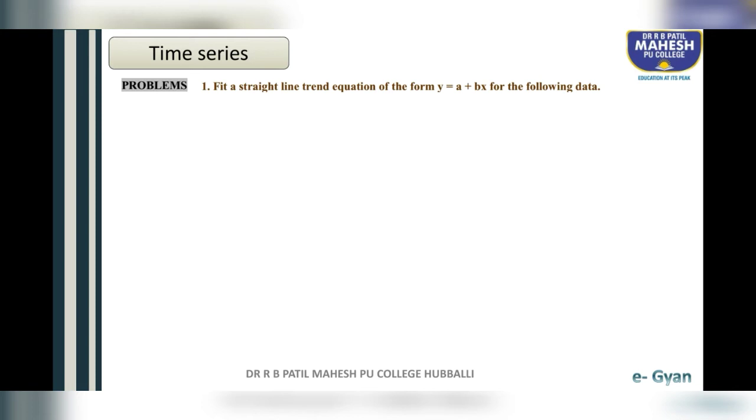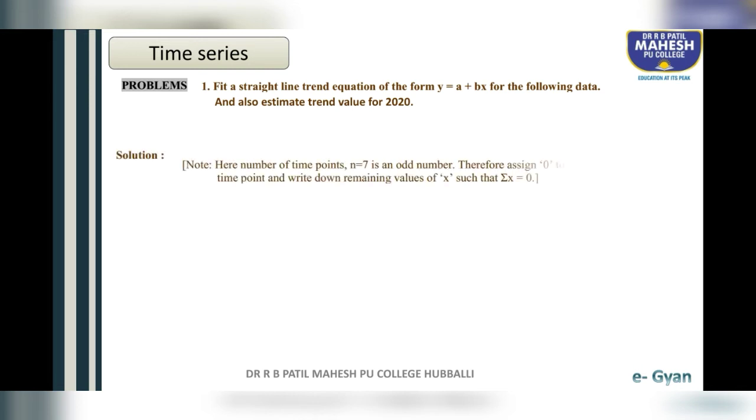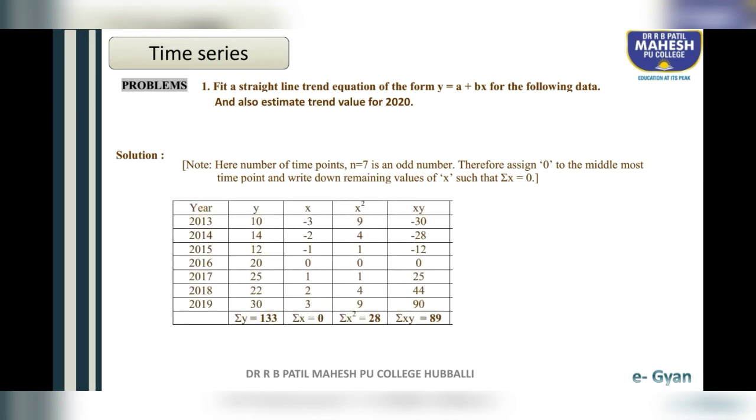Okay, here the first question is: fit a straight line trend equation of the form y is equal to a plus bx for the following data, and also estimate the trend value for 2020. Okay, let us take the values.